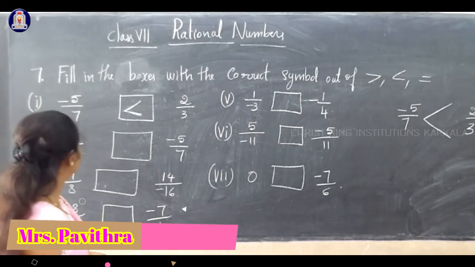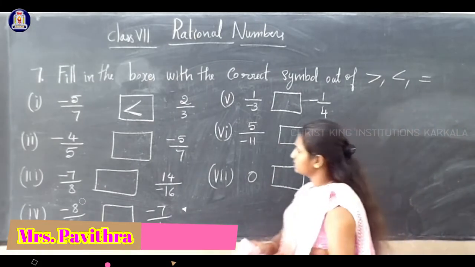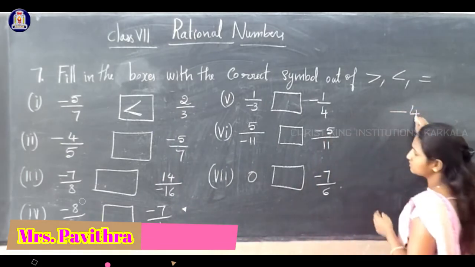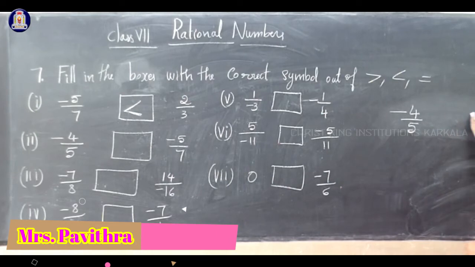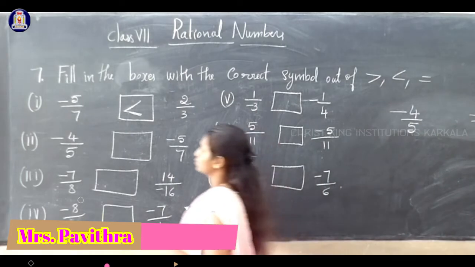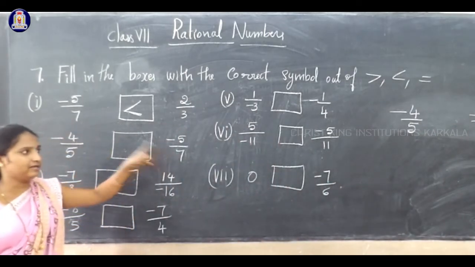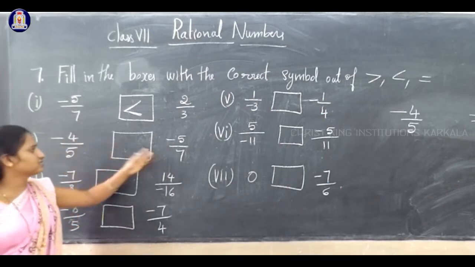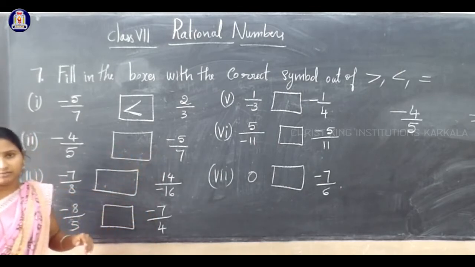Now we'll see the second question, that is minus 4 by 5 and minus 5 by 7. See, in this both the rational numbers are negative rational numbers. So write minus 4 by 5 and minus 5 by 7. If you compare minus 4 by 5 and minus 5 by 7, both have the minus sign. So can you say which is greater and which is lesser than the other rational number? Can you say?